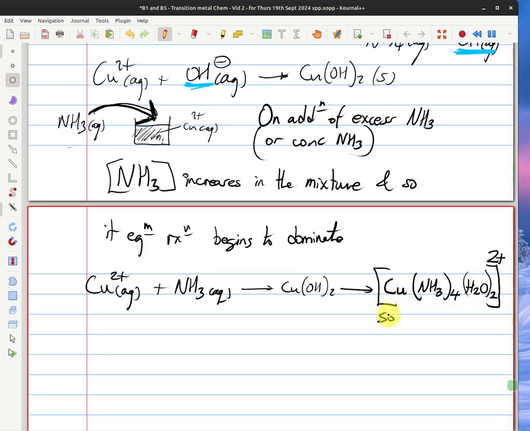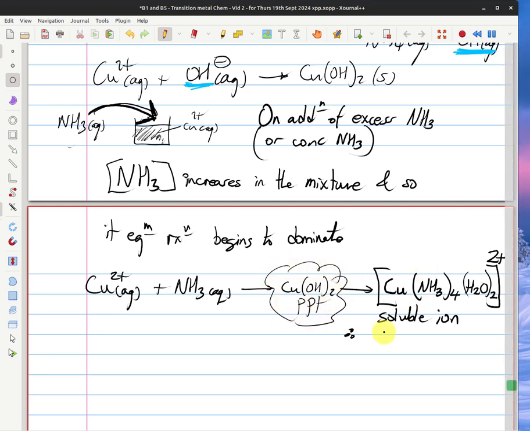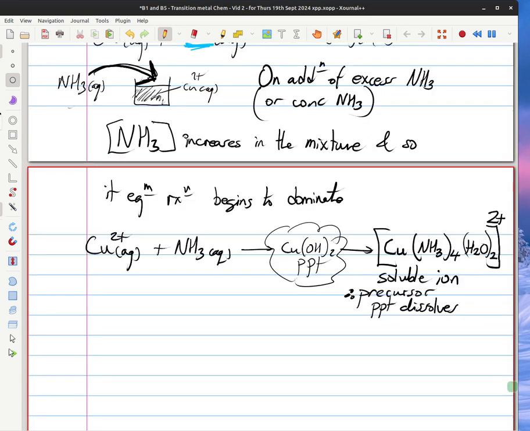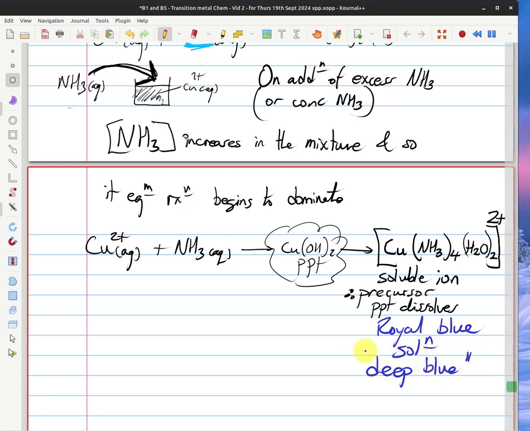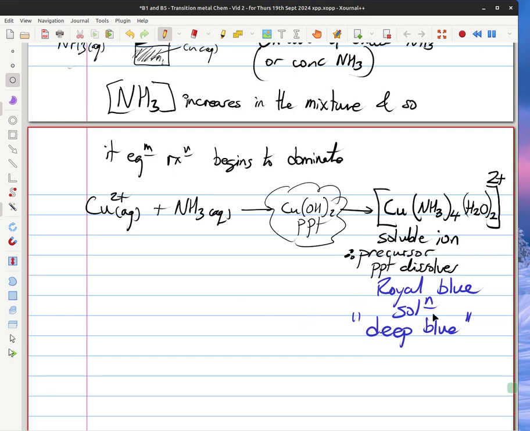So now we've made a soluble ion again. Therefore it will obviously dissolve. The precipitate here will dissolve. So the precursor precipitate, the one that we had before, dissolves, and we end up with an amazingly colored, sometimes called a royal blue solution. It's very intense, deep blue. That word deep blue is often used to describe it. It's a solution again, the precipitate dissolves.